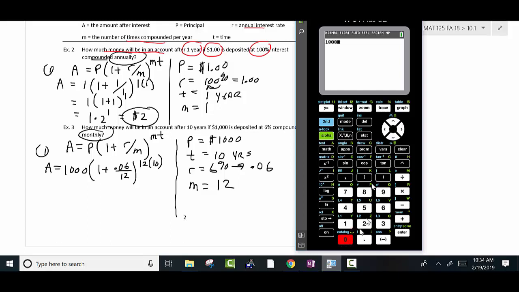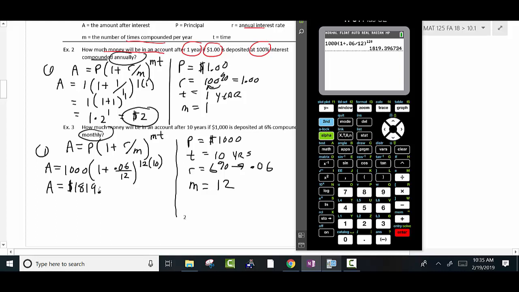Okay, so I'll just go 1,000 parentheses, 1 plus 0.06, then divide by 12, close the parentheses, and even the exponent, you can do in your head, or you can even go just 12 times 10. I'm just going to do 120 because I can do that in my head. Then I press enter. The answer should be something more than 1,000, right? Because you're gaining interest on that. So A would be just about, in dollars, $1,819 and about 40 cents.